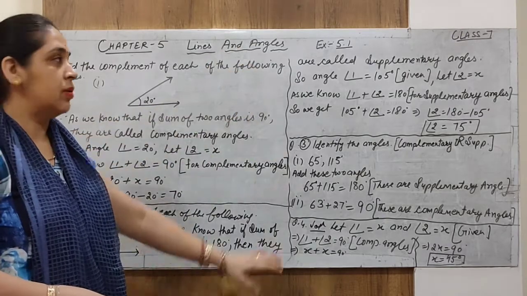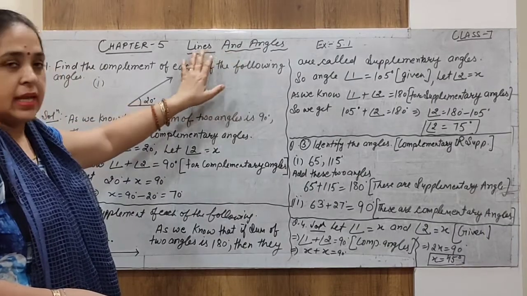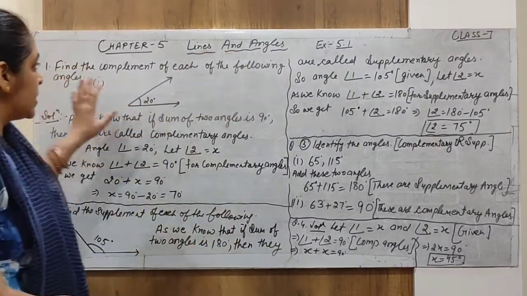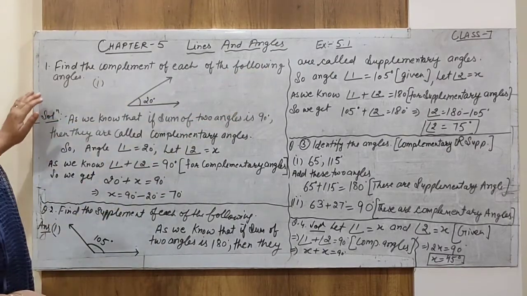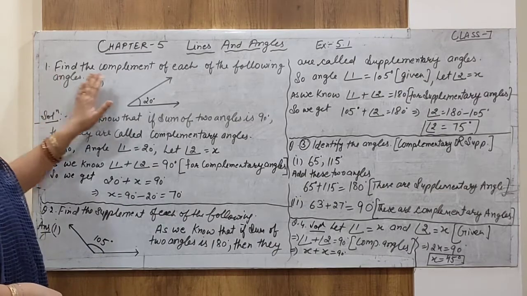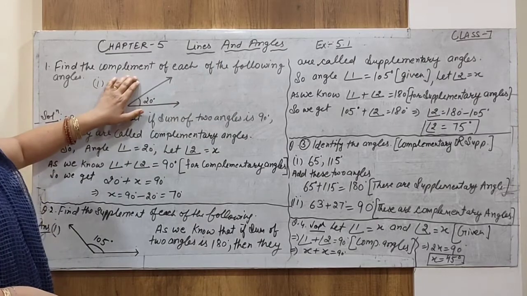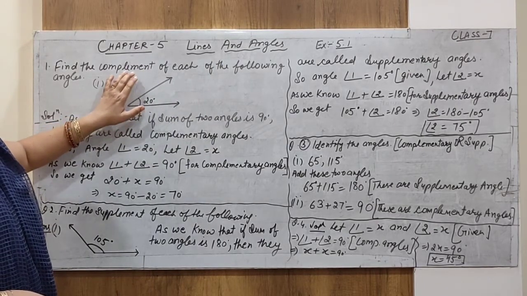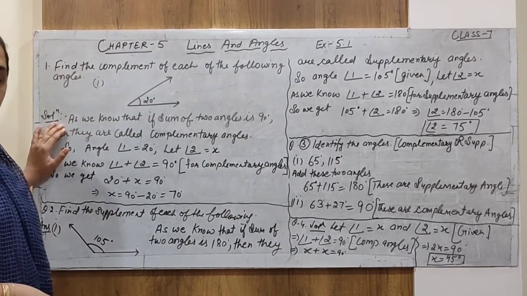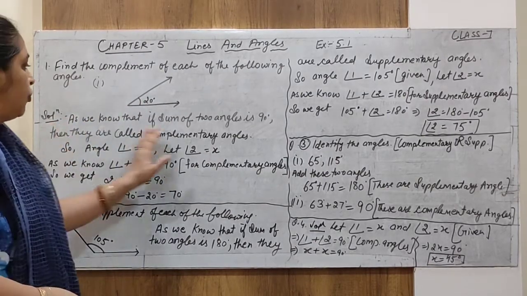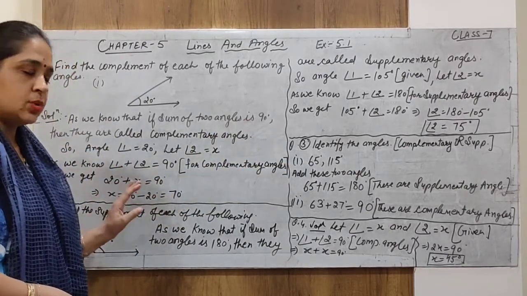Alright, today we start our first exercise that is based upon angles and lines both. Let us start with the first question of lines and angles, exercise 5.1. In the first question, find the complement of each of the following angles. Complement means you will have to use the definition of complementary angles. So first, in the solution, let us start with the definition of the complementary angle, then start with the solution.